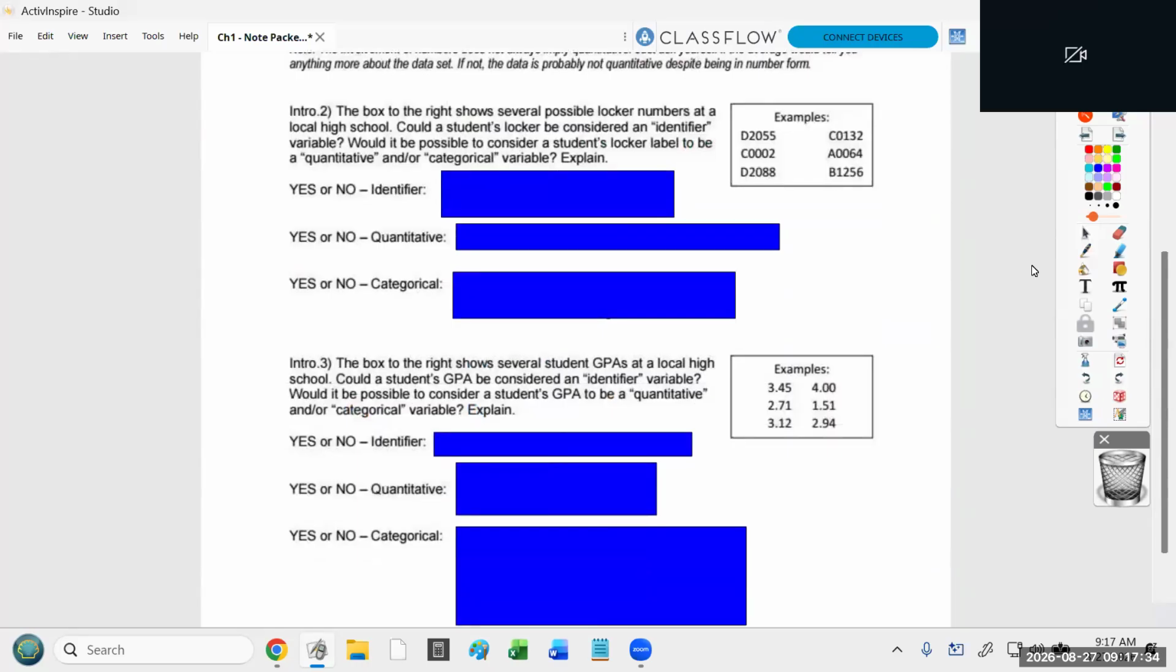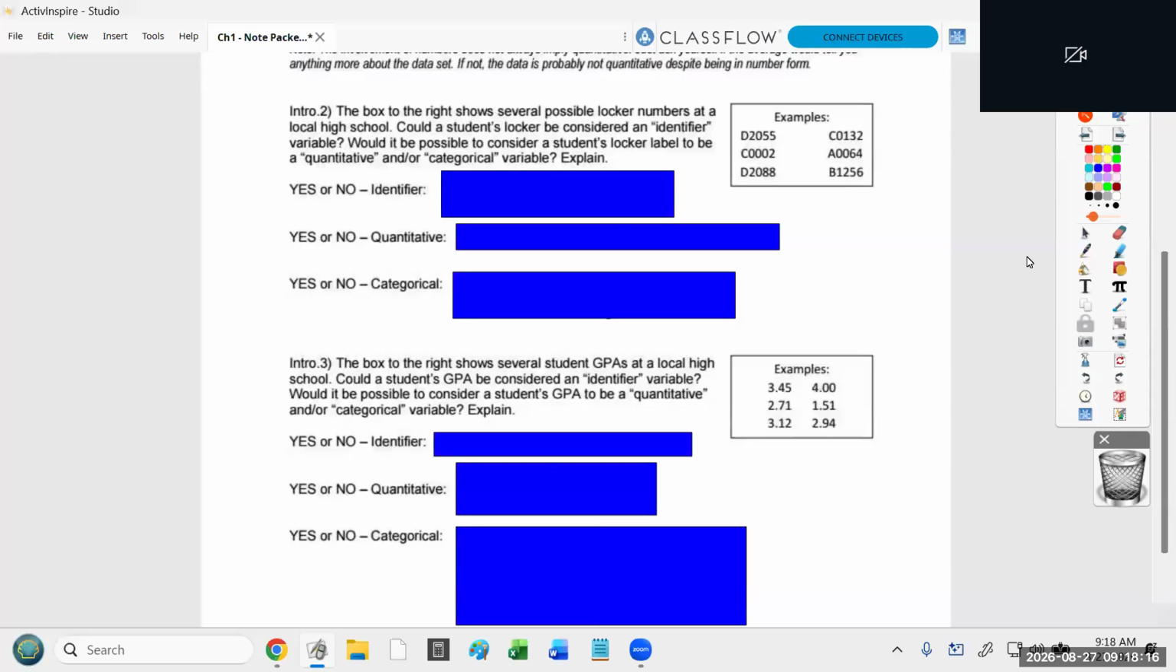It says the box to the right shows several possible locker numbers at a local high school. Could a student's locker be considered an identifier variable? Would it be possible to consider a student's locker label to be a quantitative and or categorical variable? Explain.